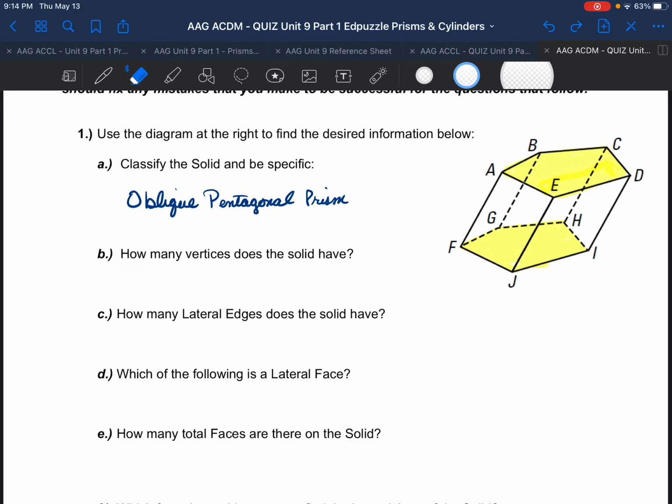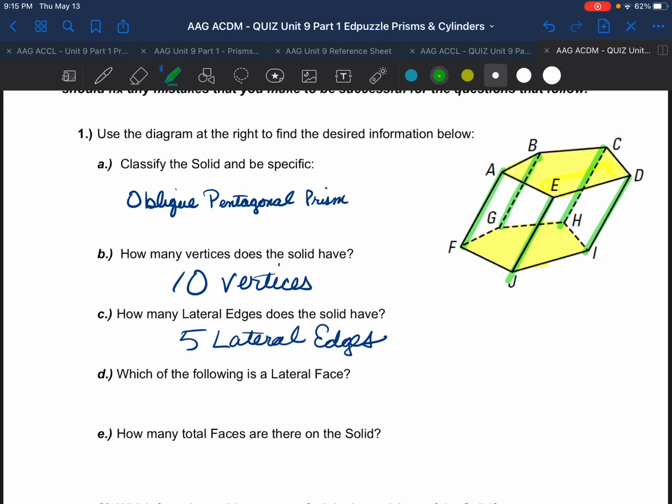Part B, how many vertices does the solid have? This prism has 10 vertices. I've used green dots to indicate all of the 10 corners. Part C, how many lateral edges does the solid have? This solid has 5 lateral edges. Guys, if you notice to the right, I have used green highlighters to indicate the 5 lateral edges.